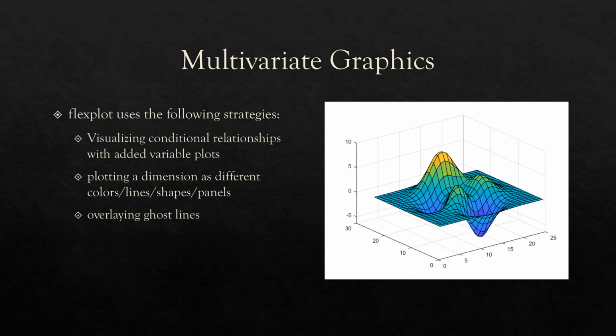When visualizing multivariate data, FlexPlot includes the following strategies to help maximize the effectiveness of such figures. First, you're able to visualize conditional relationships with added variable plots. Second, it plots a dimension as different colors, lines, shapes, and panels, allowing the user to decide the best way to include multiple metrics onto a single figure. And then lastly, overlaying ghost lines. We can go into a little bit more detail on the following slides.